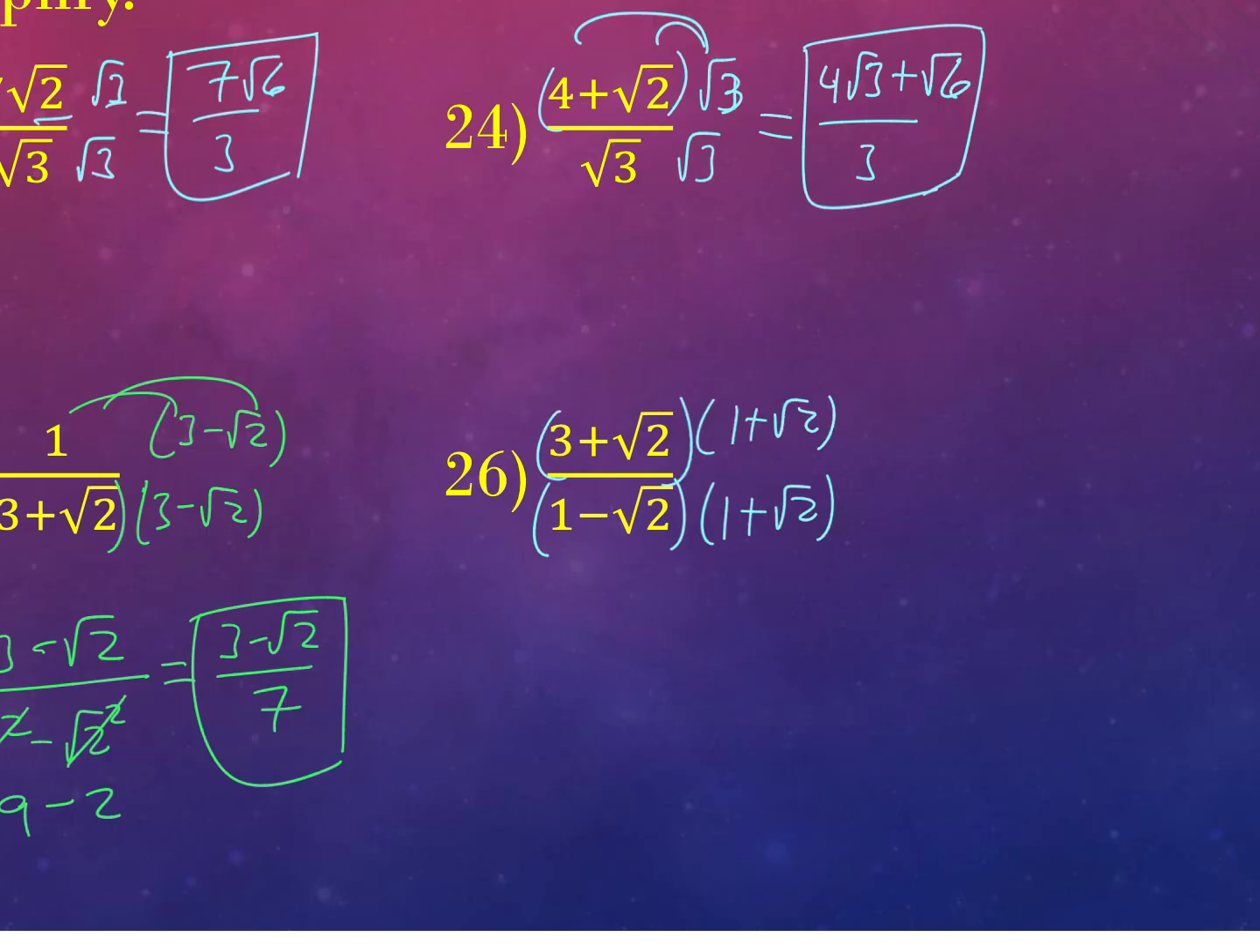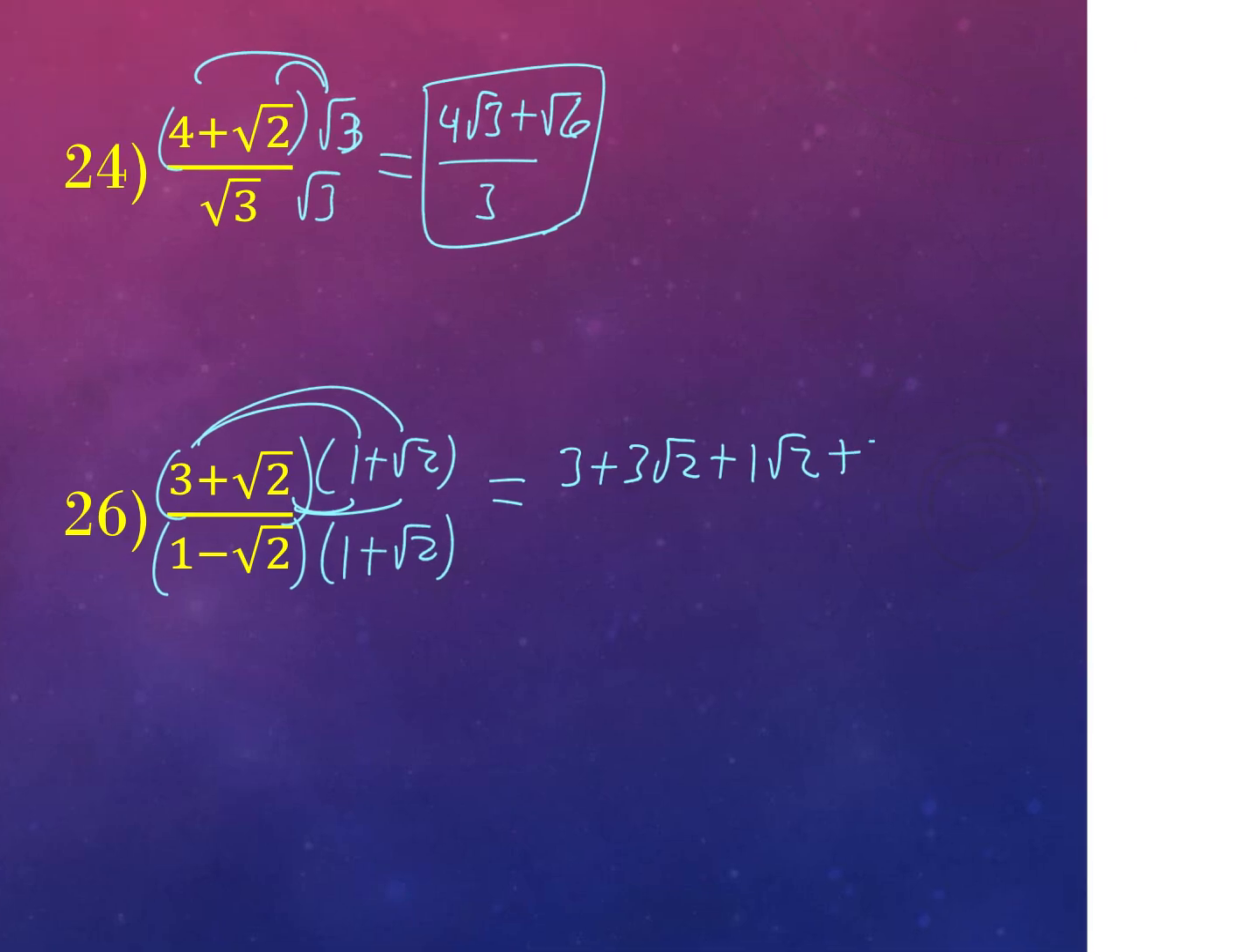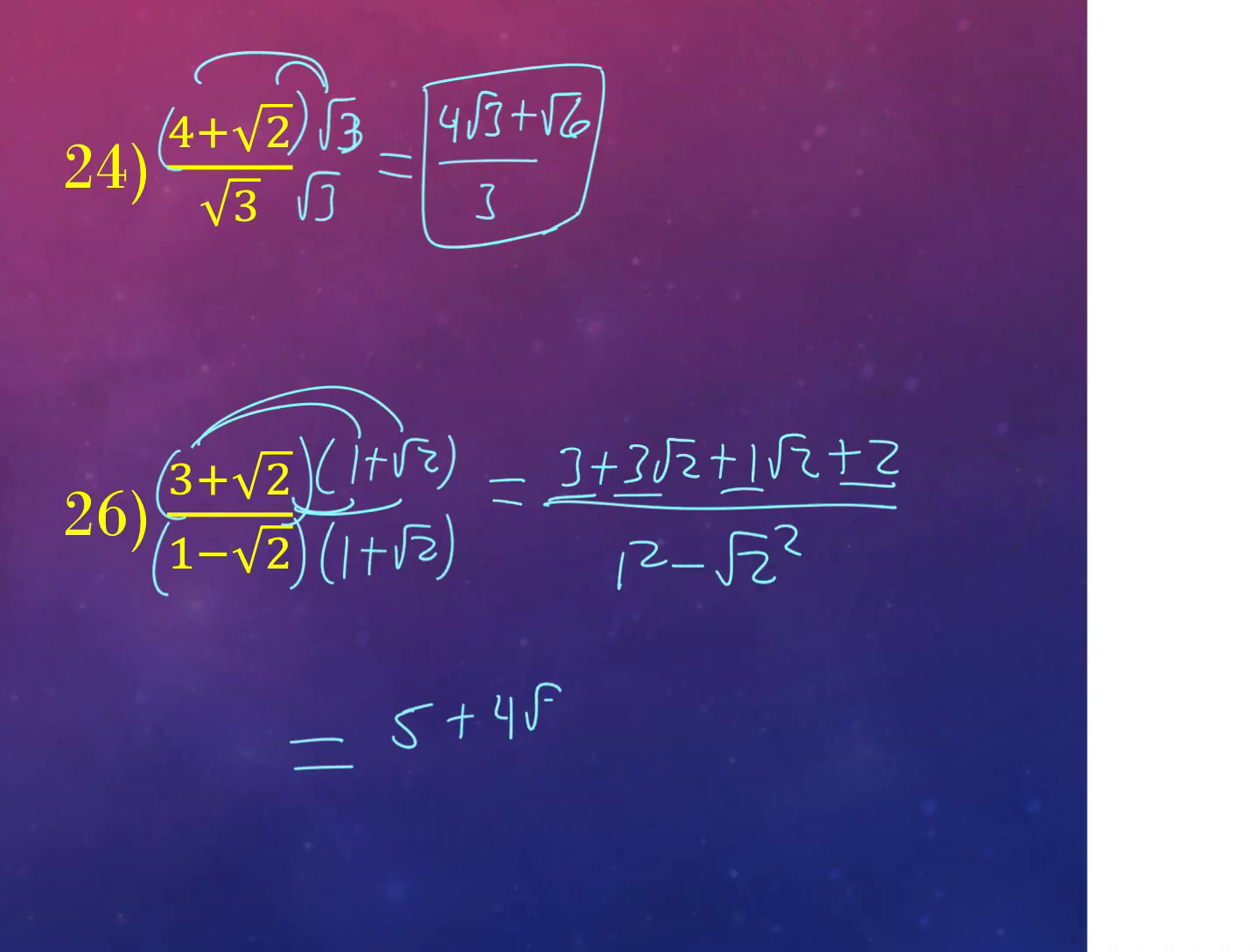Now on the top, you would have to FOIL. So I get 3 plus 3 square root of 2 plus 1 square root of 2 plus 2. And on the bottom, you can do the shortcut: 1 squared minus the square root of 2 squared. You can FOIL it if you think you're going to mess it up, but this is just a shortcut. Then 3 plus 2, I can combine everything on the top, is going to be 5. 3 plus 1 is going to get me 4 with that square root of 2. And on the bottom, I get 1 minus 2, so negative 1.